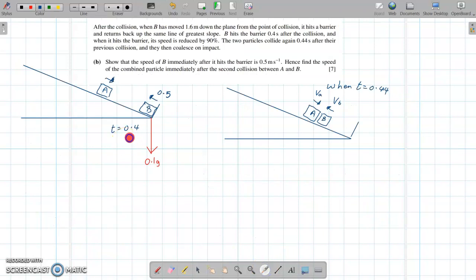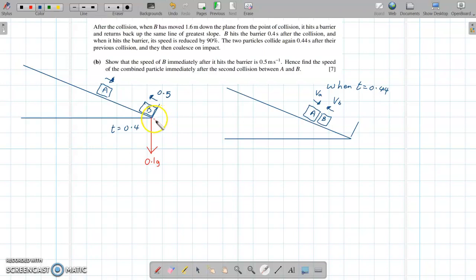Okay, at T is 0.4, B has just hit the barrier, and it's travelling upwards up the slope at 0.5 meters per second. A is still travelling down; it hasn't changed direction. So they're both going to collide. They're going to collide at T is 0.44 seconds, because that's what it says in the question. Here's the diagram of them colliding. So we just need to calculate VB, the speed that B is going up the slope, and VA, the speed that A is going down the slope at T is 0.44 seconds.